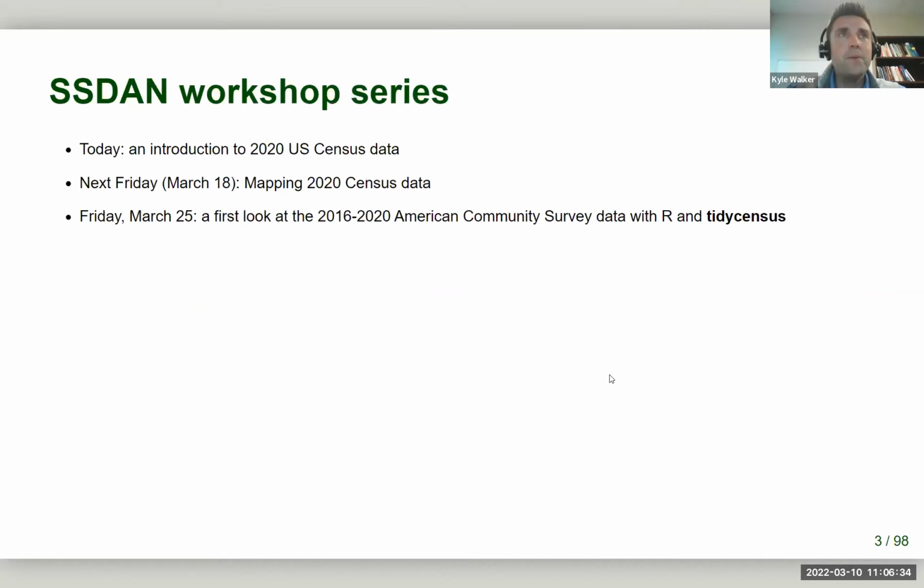So a little bit about the workshop series, just very briefly. Today is all about 2020 US Census data, specifically looking at the data tables. Next Friday, we'll continue the conversation on the 18th about 2020 census data, but it will be about spatial data and how you make maps in R of the 2020 census data. And then the final workshop on March 25th. In fact, no, next Thursday, actually. So a week from today, we're getting the new 5-year American Community Survey estimates. We'll have a first look at how to use those in R the following Friday.